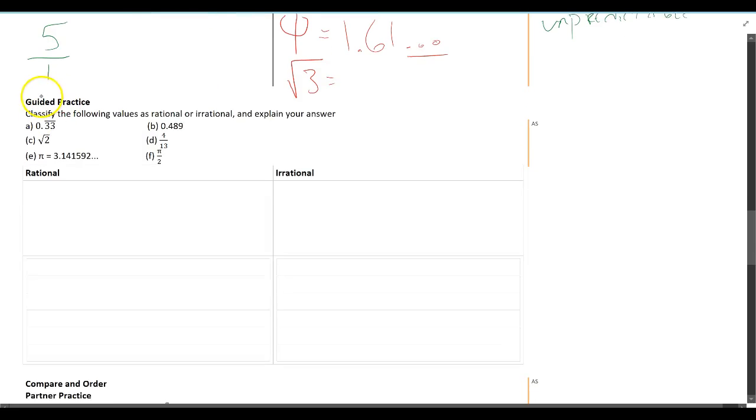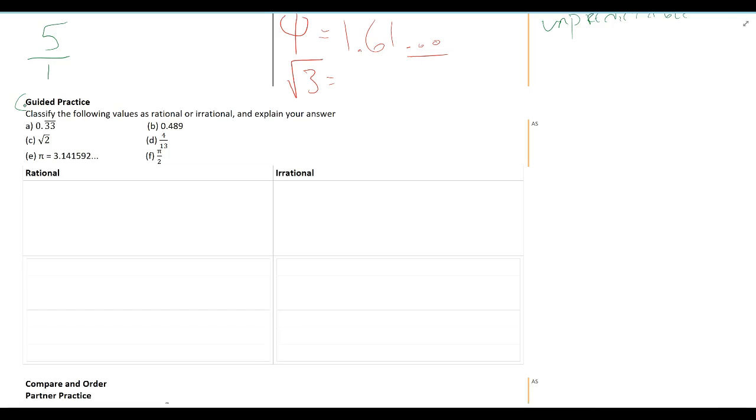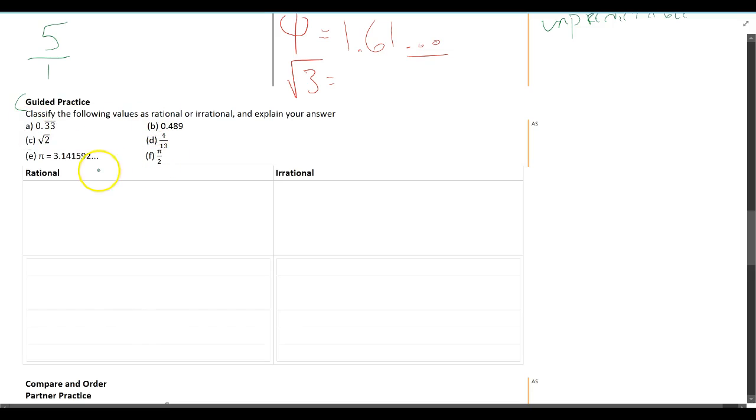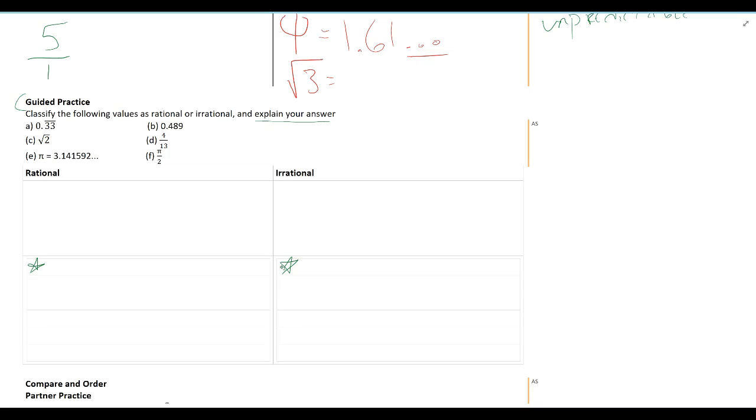Now what you're going to do is come down to this section, guided practice. I encourage you to pause and try to classify A through F as rational or irrational. After that, I encourage you to explain why in these boxes provided right here. Why are the numbers you classified as rational rational? Why are the numbers you classified as irrational irrational? Please pause the video here, give this a shot, check your answers in a moment.